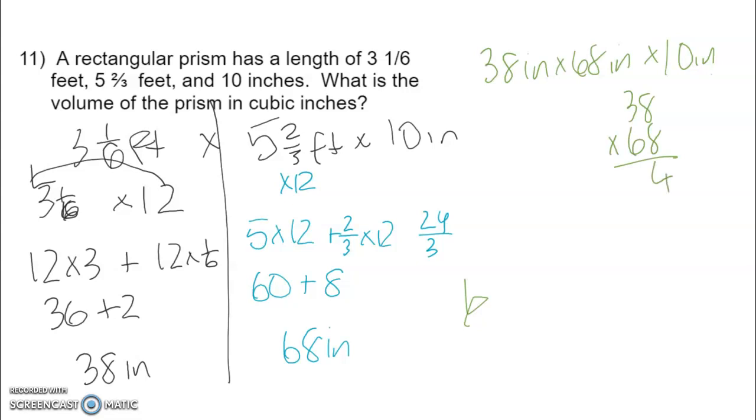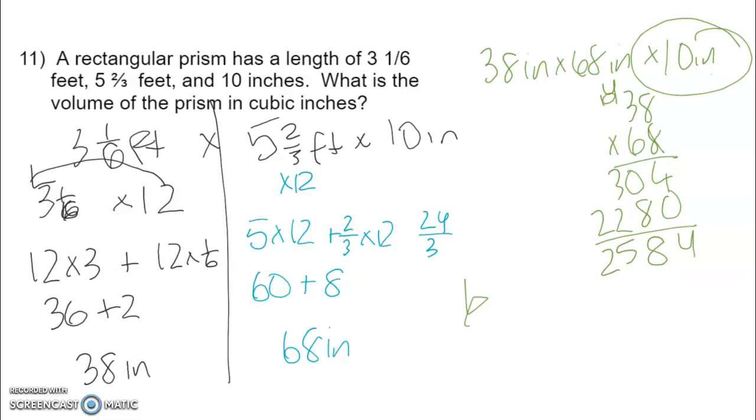8 times 8 is 64, carry the 6. 3 times 8 is going to be 24, plus the 6 is 30. Placeholder 0. 6 times 8 is 48, carry the 4. 6 times 3 is going to be 18, plus the 4 is 22. I've got a 4, 8, 5, and 2.